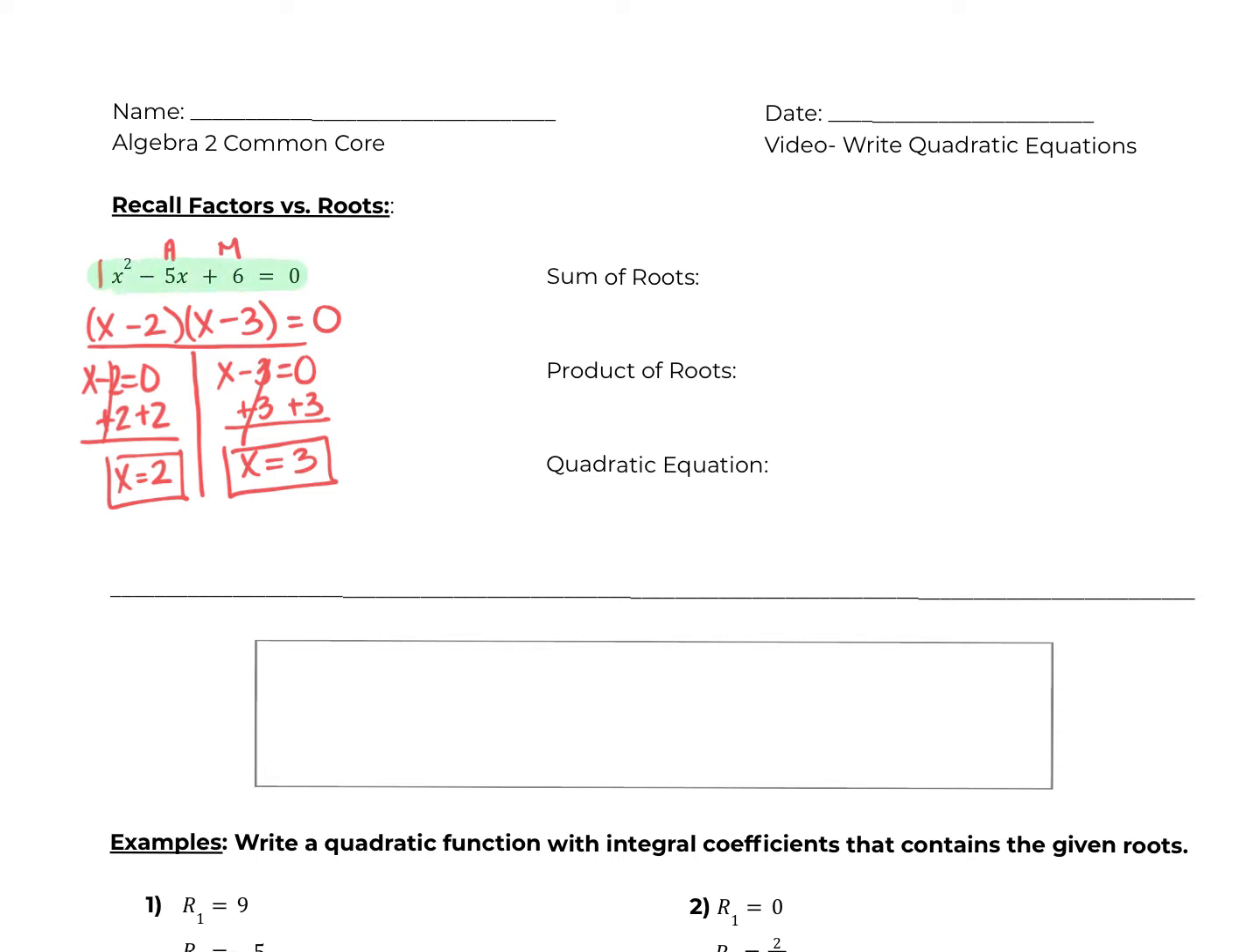We can take the sum of the roots and we can take the product of the roots. Since these bottom ones here are my roots, let's take their sum. Now remember, sum means to add. So we're going to add 2 and 3. That gives me 5. Now we're going to take their product of the roots. Remember, that means to multiply. So we're going to do 2 times 3, and that gives us 6.